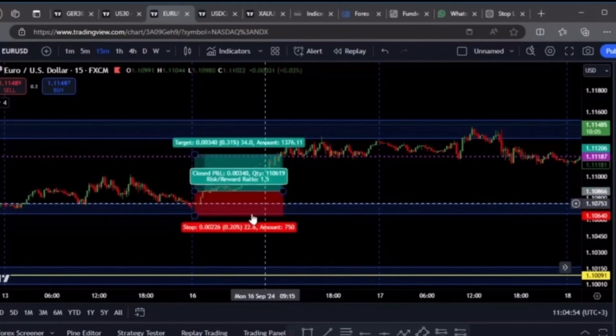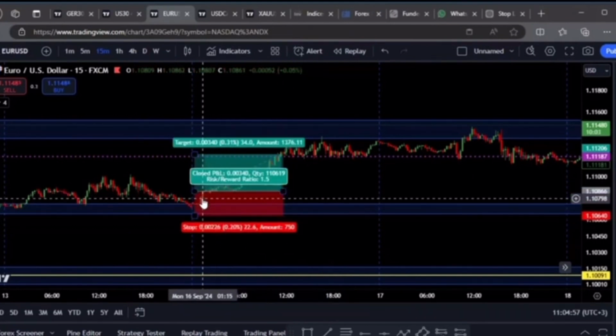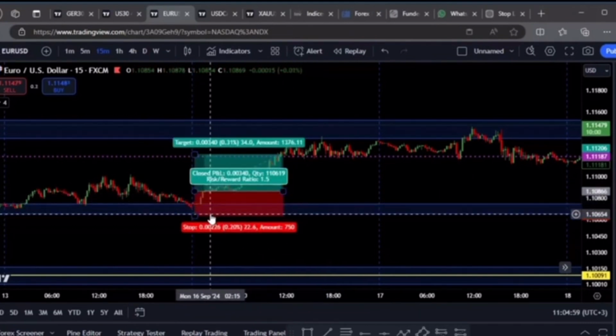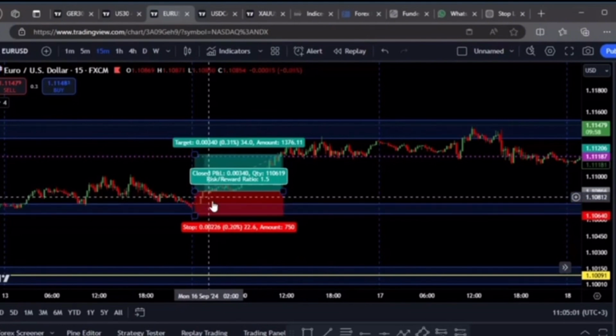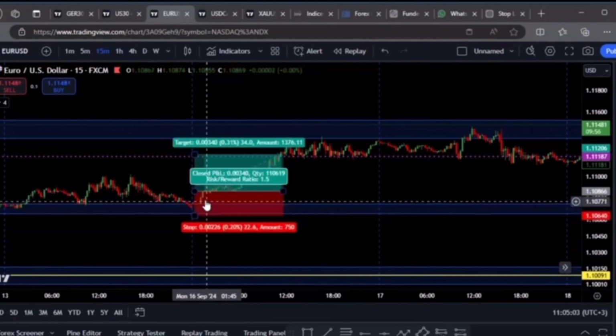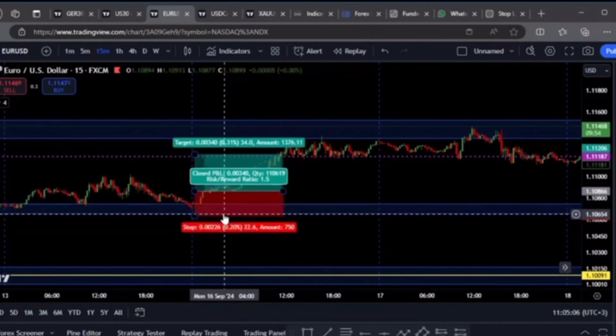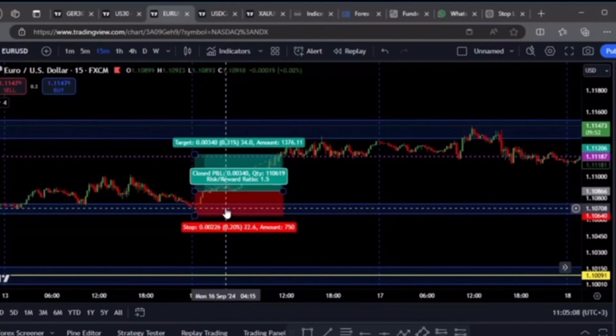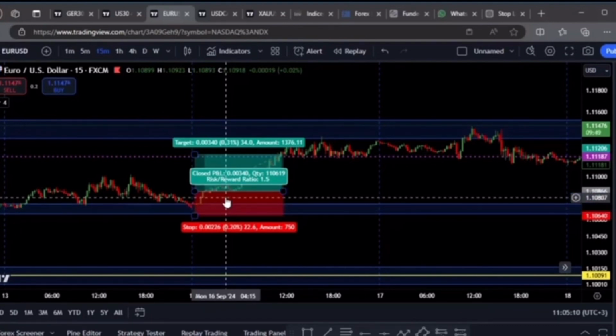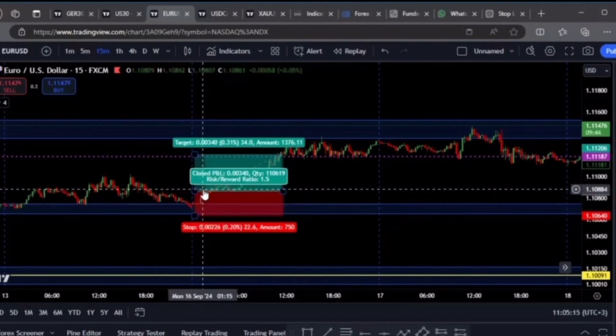So for example, here you see where our entry is, and then we have given our trade room to breathe. So if the price comes down here, there's still breathing room. That's okay. If there are spikes or anything, you will not be stopped out easily.